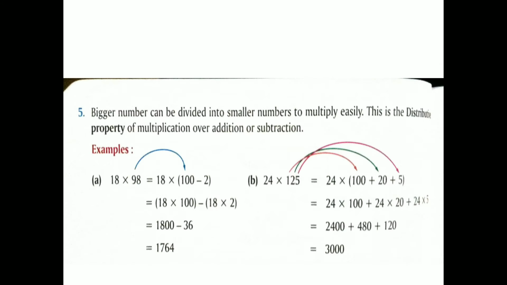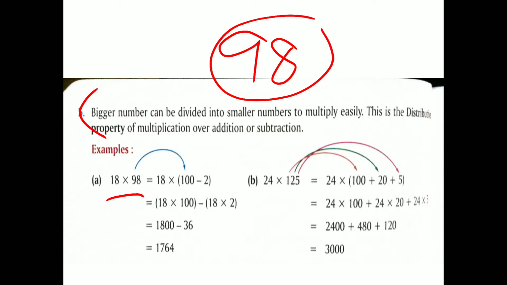Now the last and very important property is called distributive property of multiplication over addition or subtraction. A bigger number can be divided into smaller numbers to multiply easily. Means we will divide a bigger number into smaller numbers. Clear? To multiply it easily. This is called distributive property. Now see here 18 and 98. How will I distribute 98? I will write it like this, 100 minus 2, because 98 becomes 100 minus 2.